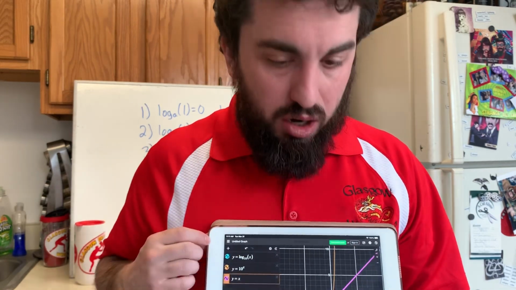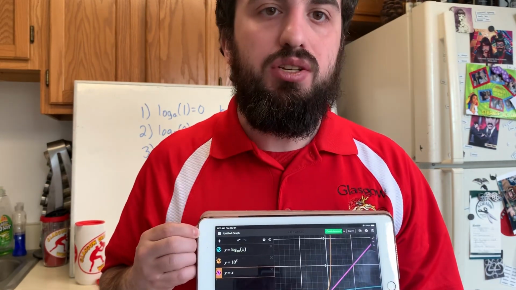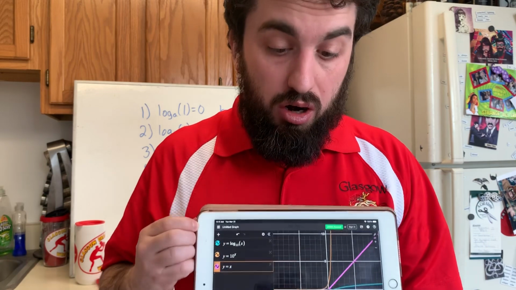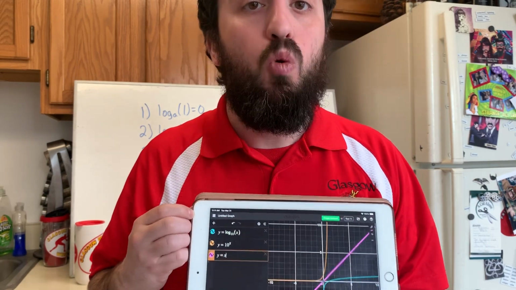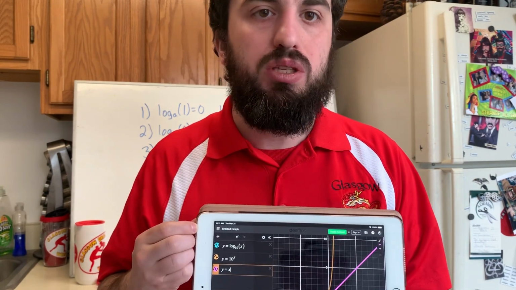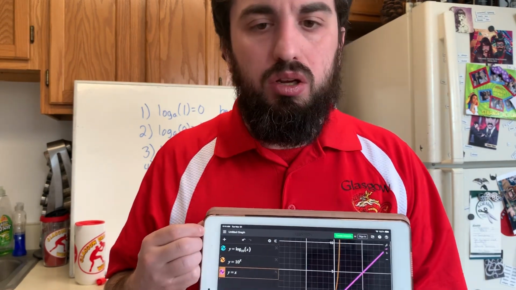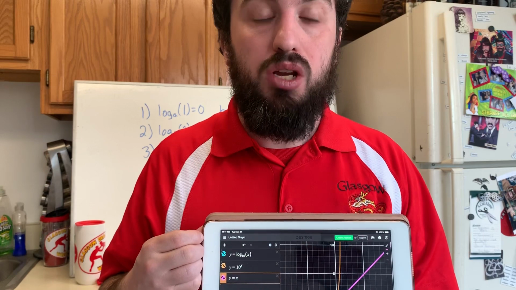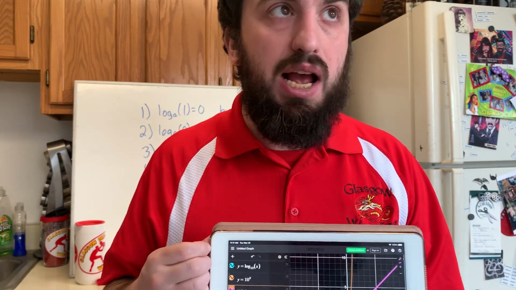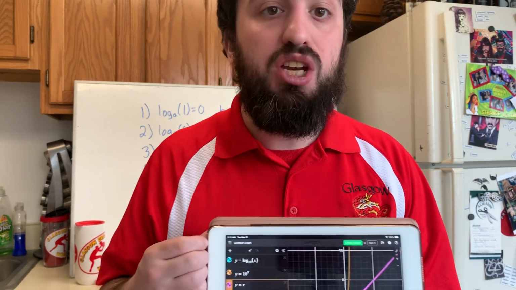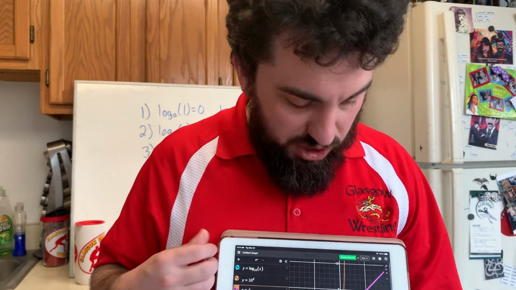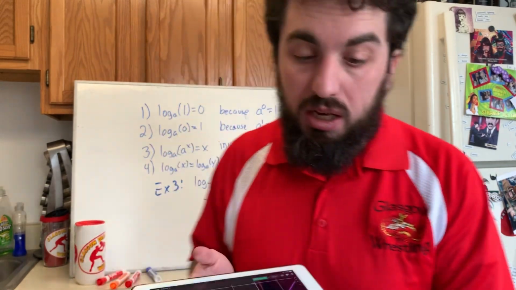So they are inverses of each other because they are a reflection over the line y equals x, as we had talked about with inverse functions in chapter 1. We learned that they reflect over the line y equals x, basically flip-flopping your x and y values, and we see that is what's happening here.